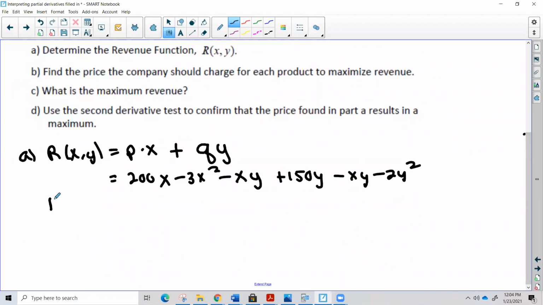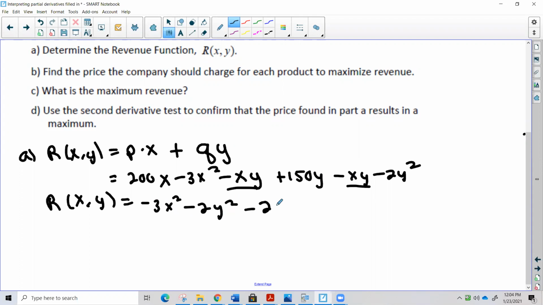And then I'm going to look for any like terms for my revenue function. Okay, I have a minus xy and a minus xy. That looks like the only one. So I'm going to put them in order. So negative 3x squared minus 2y squared, negative xy and negative xy is minus 2xy, and then the plus 200x and the 150y. So that is my revenue function.